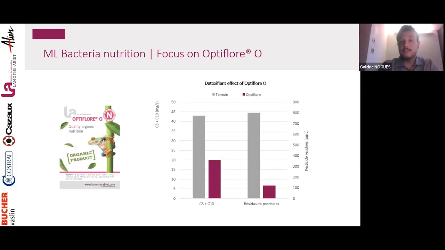Optiflor O as well is very interesting because it helps to reduce pesticides. It's a very sticky yeast derivative. So you reduce the amount of inhibitor fatty acids and you reduce as well the pesticide residues that you can have in the wine, but most of the time it's not very much because it's already taken up by the yeast, and they reduce the total amount of these pesticides.